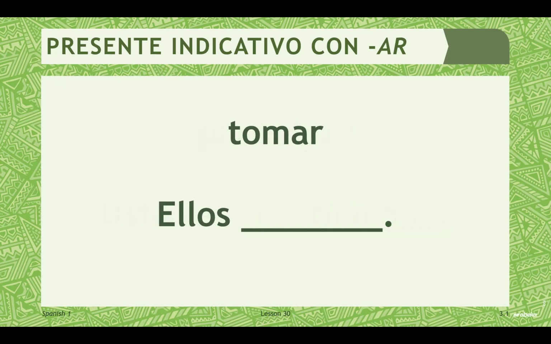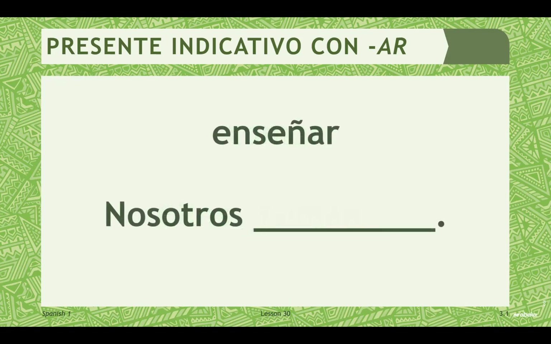Tomar. Get rid of the AR. I'm going to conjugate it for ellos. So the table said that I switch it to AN. So now it's toman. Ellos toman. Enseñar. To teach. That was from vocabulary list 2, either A or B, I can't remember. Enseñar, to teach. So we're going to conjugate it for nosotros. What does the table say? That you change it to amos, right? So nosotros enseñamos.